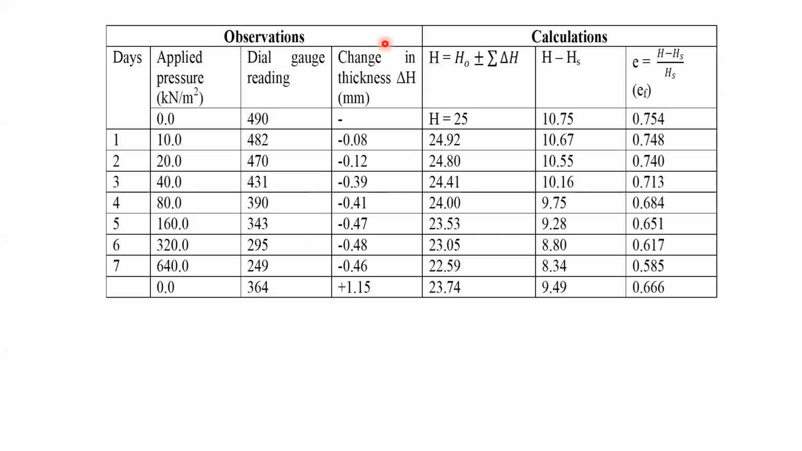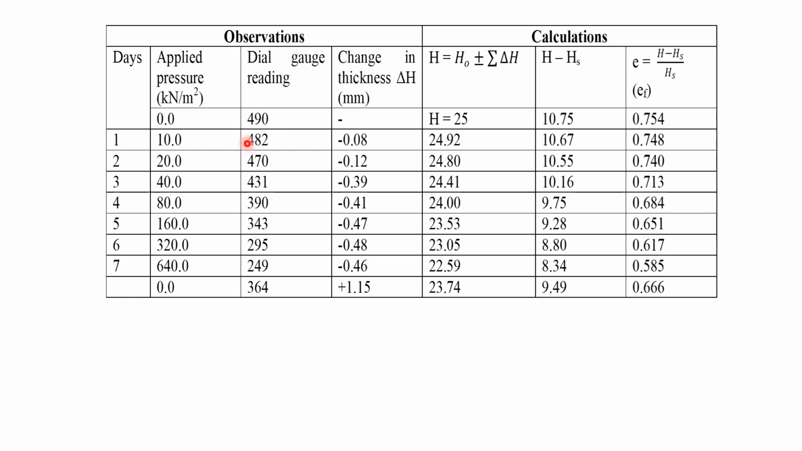Now we can see this table. This is important for your understanding. As we have discussed in the consolidation test, whatever load in the form of pressure you apply, starting with 10 kilonewton per meter square, the experiment will continue for 24 hours. Likewise, you are going to double the load, again for 24 hours, so the load is doubled up to 640. The dial gauge reading in the beginning is 490.